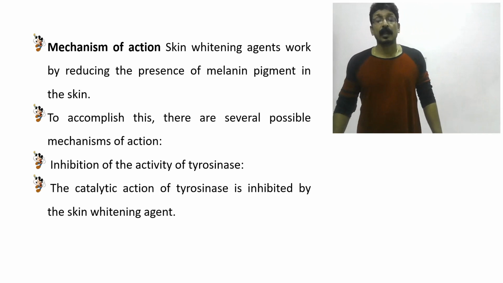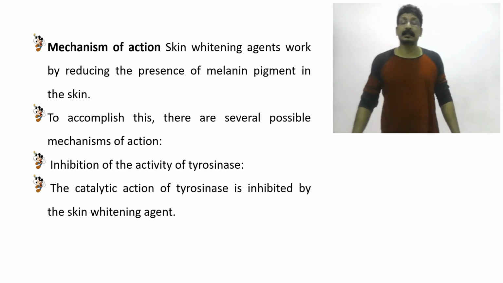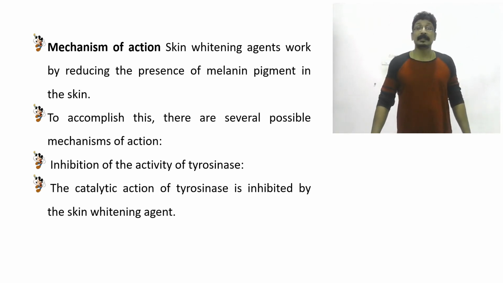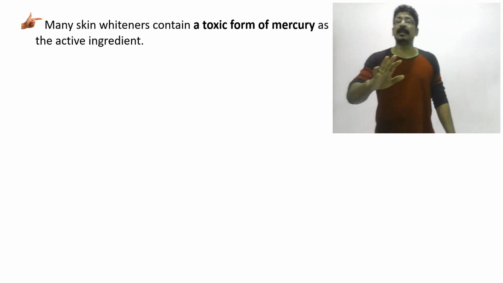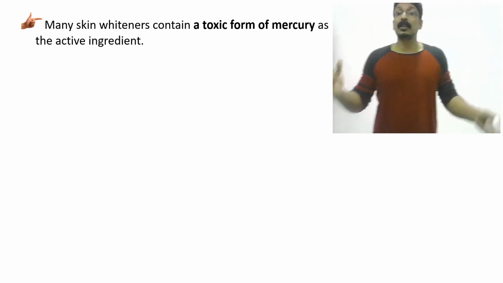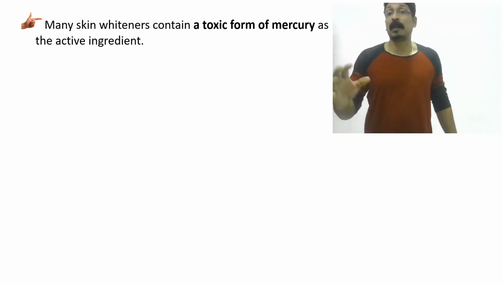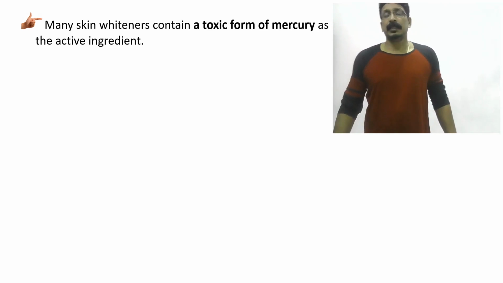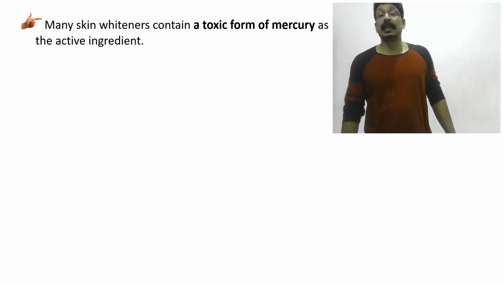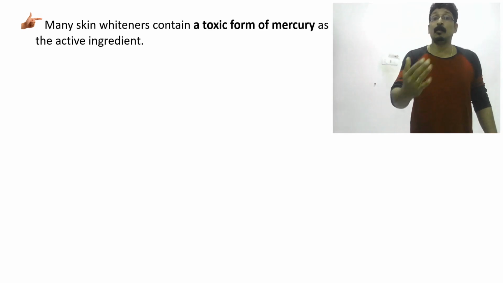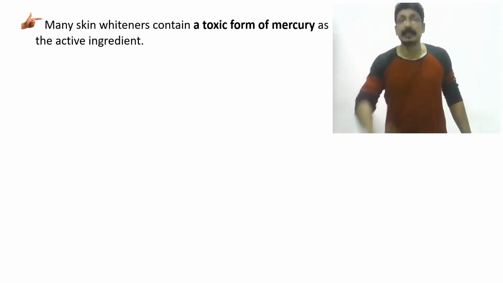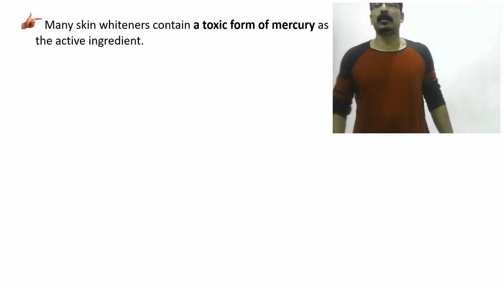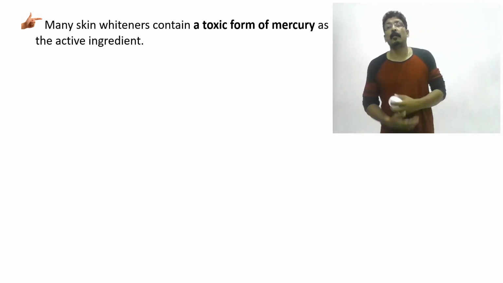And the catalytic action of tyrosinase is inhibited by the skin whitening agent. That is the main mechanism of how they act. And we are not going into the detailed mechanism. If you are interested, you can go for a detailed mechanism study also. As a pharmacist, you should know that. There are many enzymes and pathways, and we can go for reference. But at present, that type of detail is not needed here. But you should know about it as a pharmacist, when you learn about pharmacology and its action.